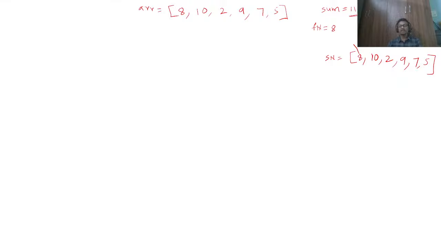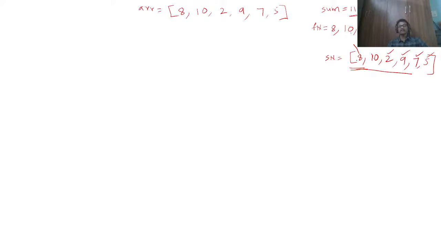Then I'll go with the next number. I start checking with the 10, whether with the 10 I can form a pair whose sum is equal to 11. Again I start the array from the beginning onwards. 10 plus 8 is equal to 11? No. 10 plus 10 equal to 11? No. 10 plus 2? No. 10 plus 9? No. 10 plus 7? No. 10 plus 5? No.